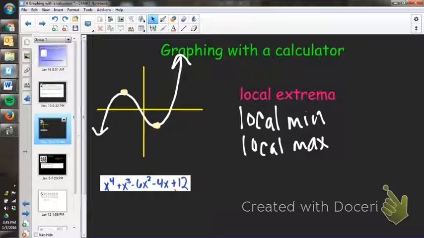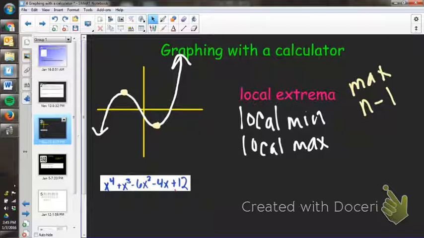Now your graph could have multiples of these turns, but the most it could ever have is whatever the degree is. So the max number of local extrema could possibly be n minus 1, which is the degree minus 1. So if you have a third degree polynomial, you won't have more than 2 of these turns. If you have a fourth degree polynomial, you couldn't have more than 3.